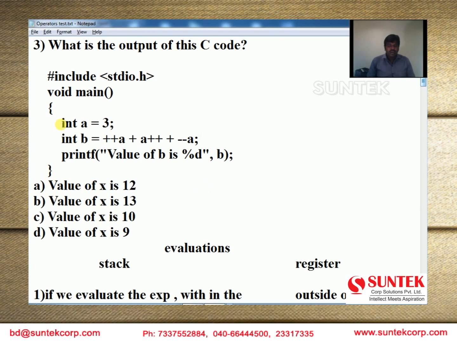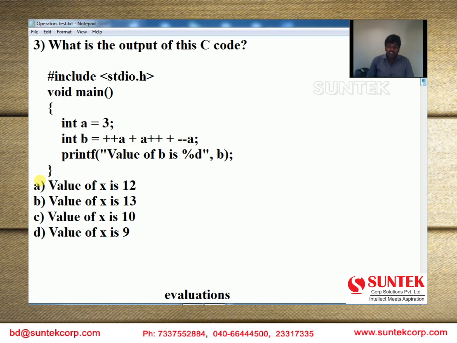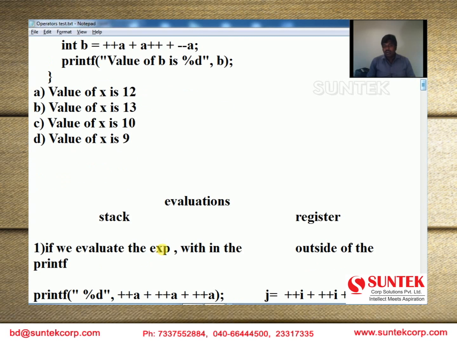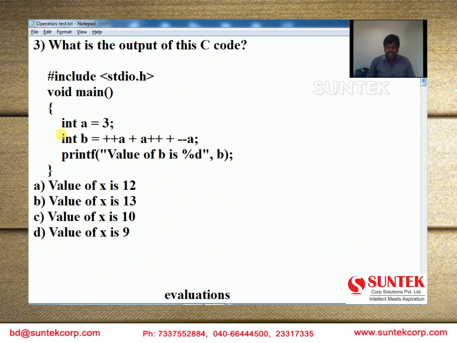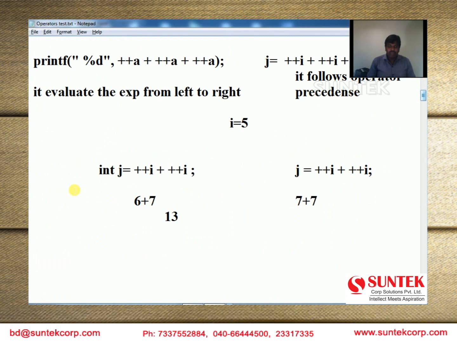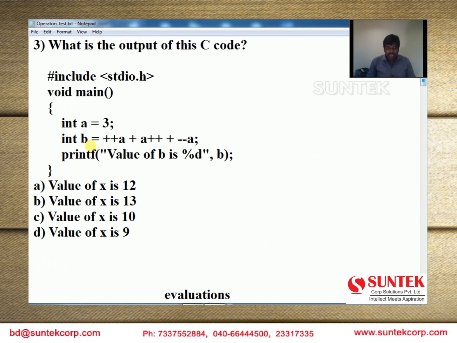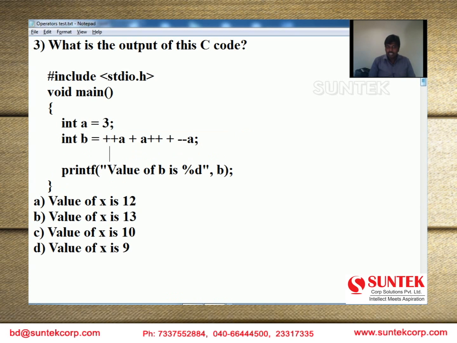Okay, come to the question. Tell me the output for this. First of all, if you want to answer the question, you should know this topic, how many types of evaluation there are. Otherwise, you cannot tell the answer. Now first tell me, is it stack evaluation or register? Int b equals, I told you, that is stack evaluation, right? If it is stack evaluation, then left to right, then what does it take? Then the answer is how much?